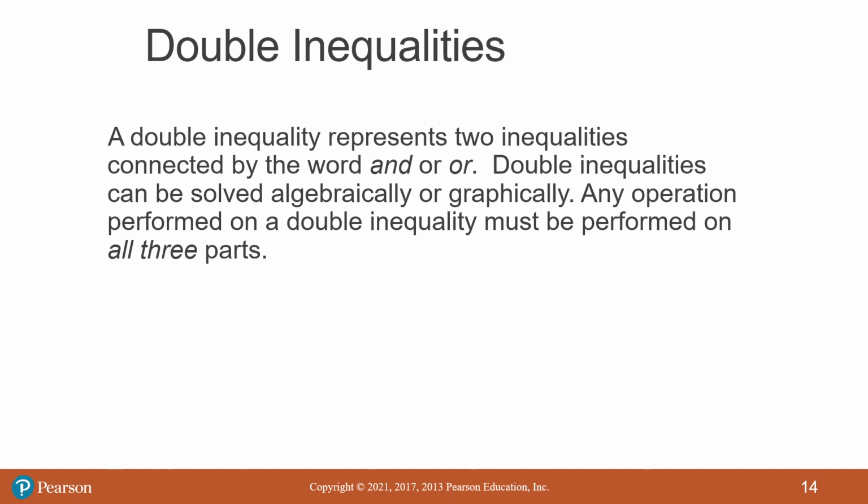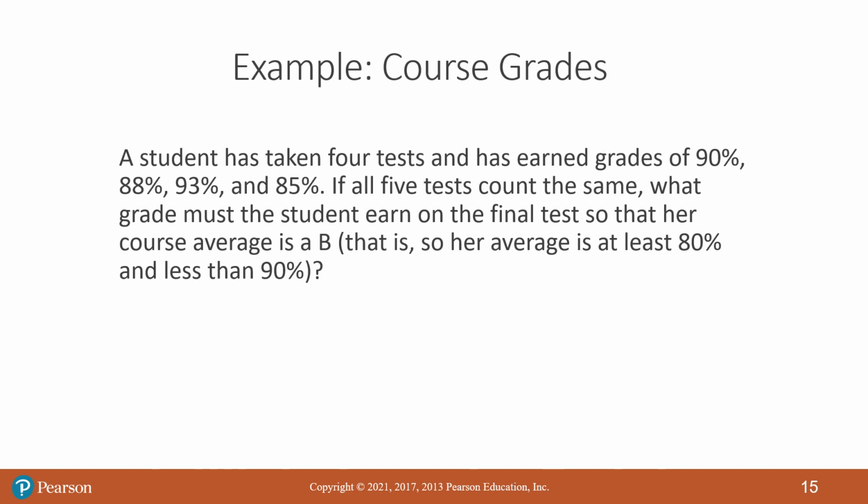Now, let's look at something a little more fun. Double inequality. A double inequality represents two inequalities connected by the word and or. Double inequalities can be solved algebraically or graphically. Any operation performed on a double inequality must be performed on all three parts. That's the key there. It has to be performed on all three parts.